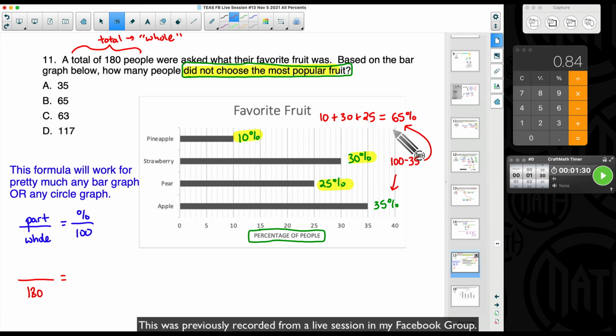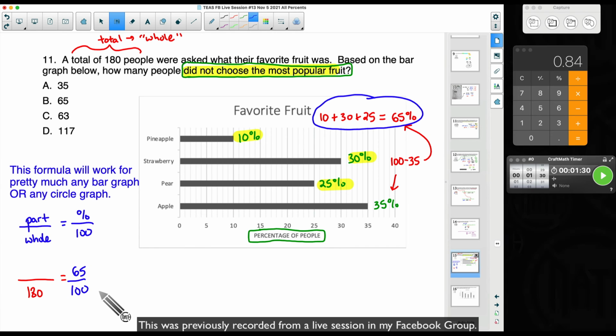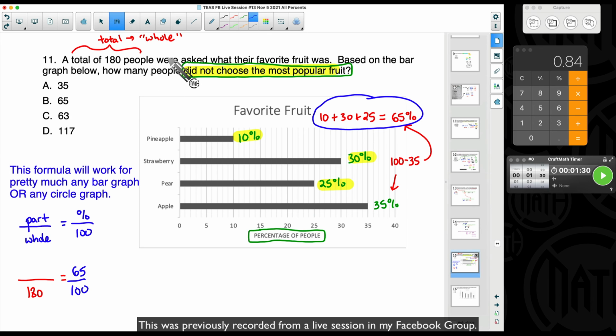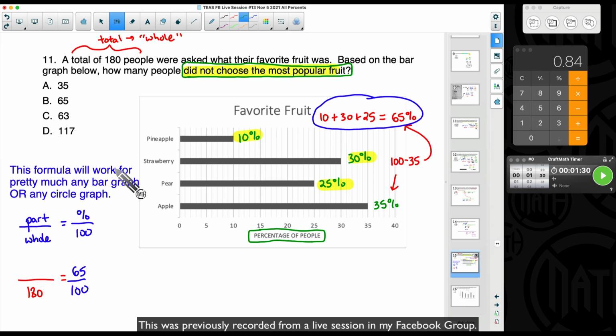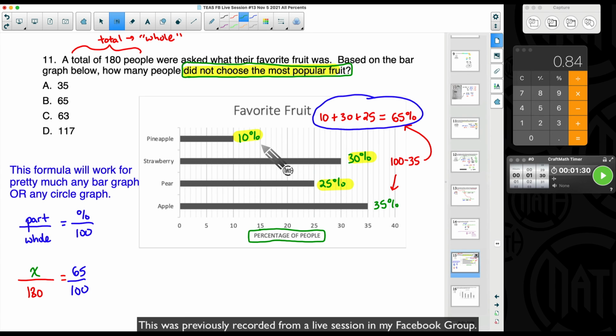So since this is a percent, because the bar graph says percentage of people, we're going to put that 65 over 100. And the missing piece that we have here is the part. And let's read that question again so we can understand why are we really finding the part. We are trying to find a portion of the total. There's a total of 180 people. We're trying to find the ones that did not choose the most popular fruit.